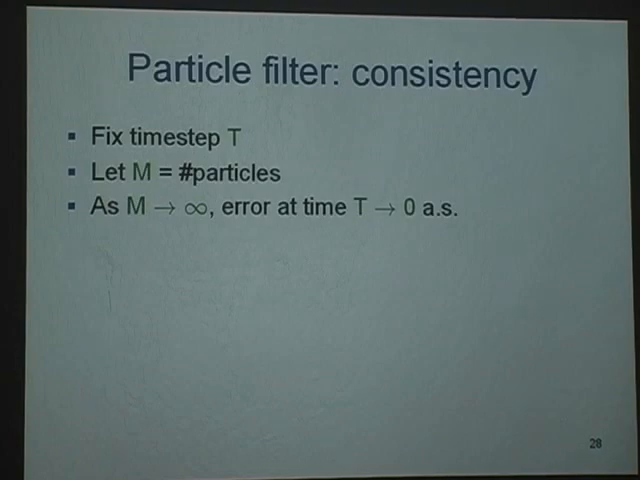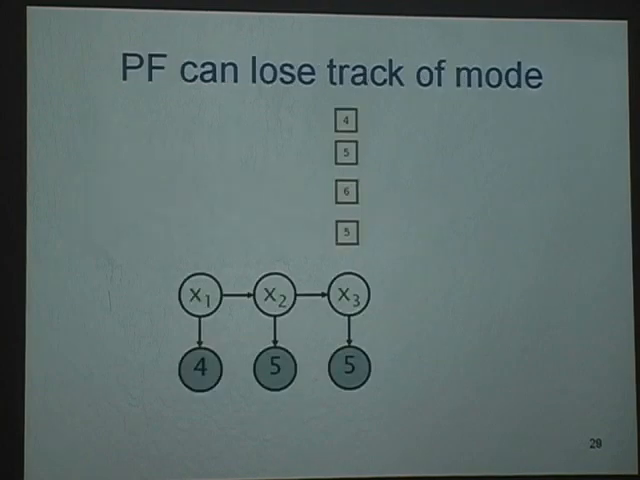But it's important to not read more into it than it's saying. The point is that this is for a fixed time step t, and it's letting m go to infinity. But really, when we run particle filtering, we have a fixed finite m, and we're letting t go. So we're interested in that behavior. What can happen is that with a finite number of particles, particle filtering can lose track of the mode of the distribution.